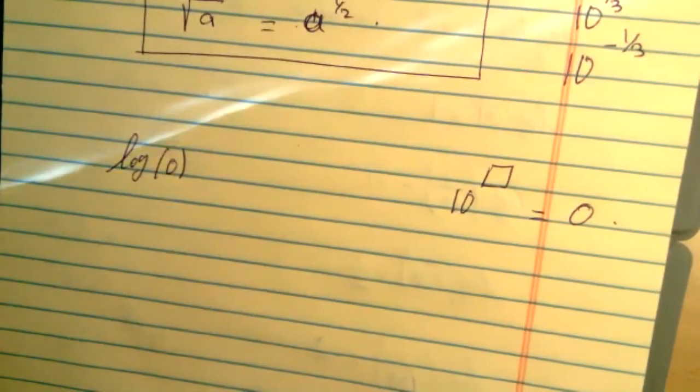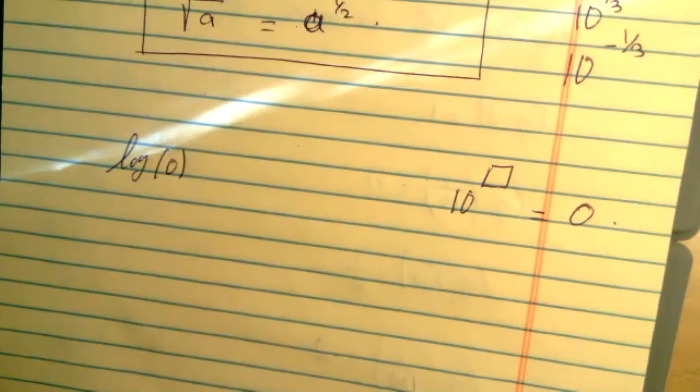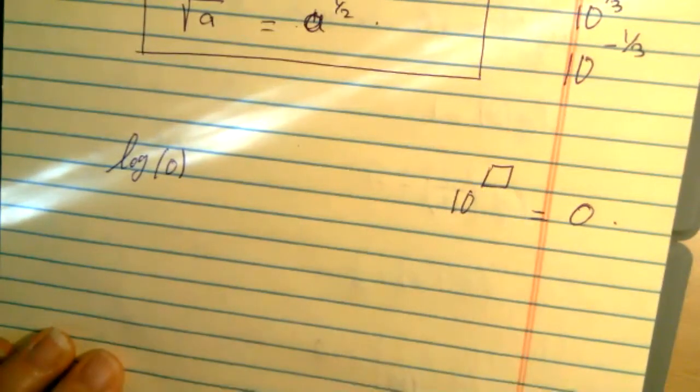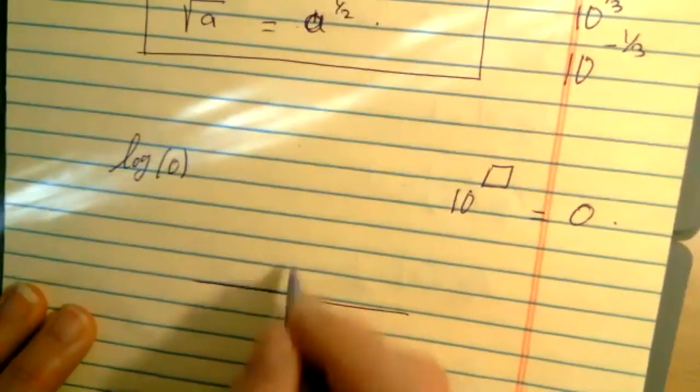I get 0? No. Nothing? Nothing. Undefined? Undefined, 100% correct. Why is it undefined? If I take 10 raised to any power, there is no way I can get a 0.